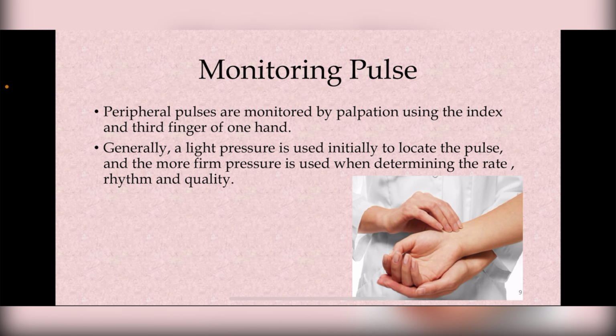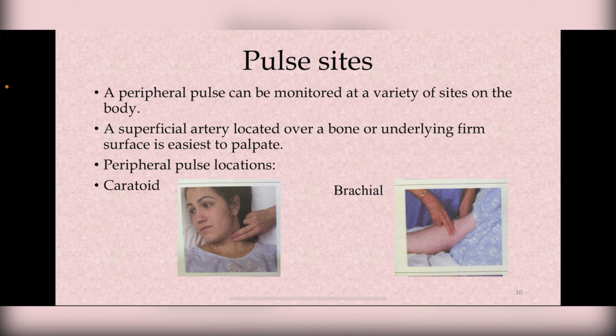Okay. Then monitoring of the pulse. Peripheral pulses are monitored by palpation using the index and third finger of one hand. Generally, a light pressure is used initially to locate the pulse, and then more firm pressure is used when determining the rate, rhythm, and quality. Now, pulse sites. A peripheral pulse can be monitored at a variety of sites on the body. A superficial artery located over bone or underlying firm surface is easiest to palpate. Peripheral pulse locations are as below.